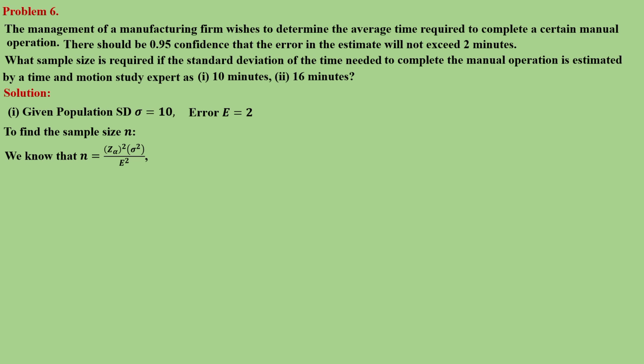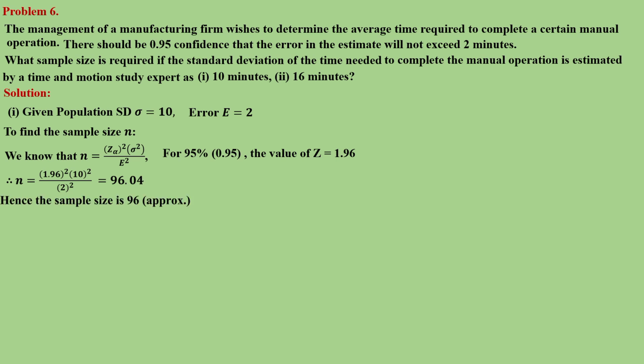So substituting the values in the formula. We know that n is equal to z alpha square sigma square by e square. For 95%, that is 0.95, the value of z alpha is equal to 1.96. Alpha indicates the confidence level, right? Here 95% confidence level. So n is equal to 1.96 square, sigma we know 10 square, and error 2 square, that is equal to 96.04. Hence the approximate sample size is 96, right?